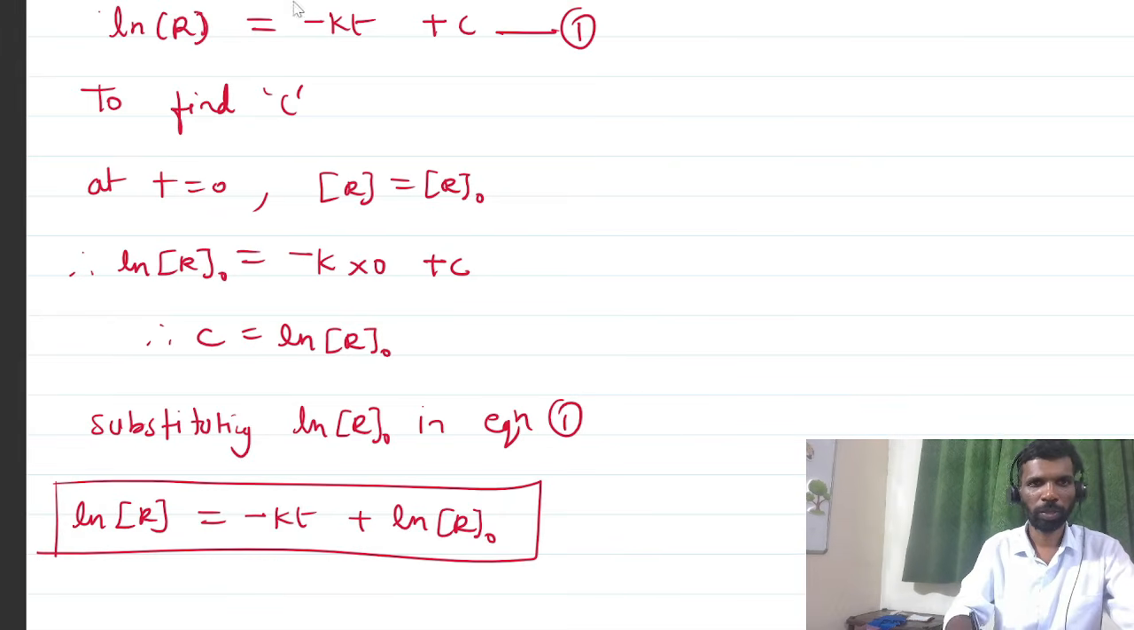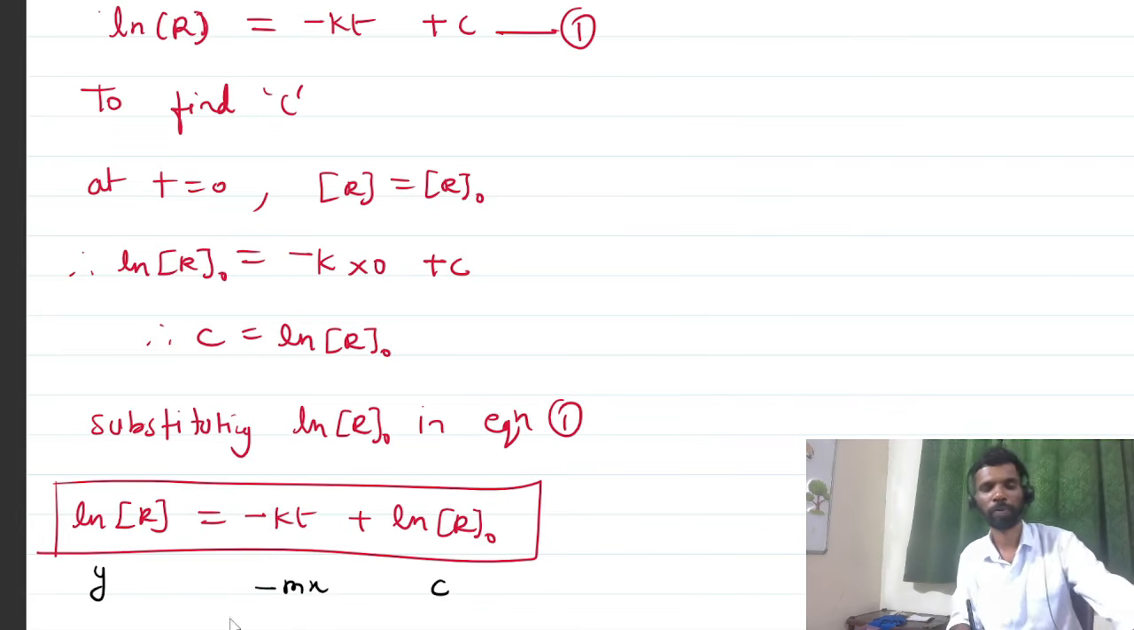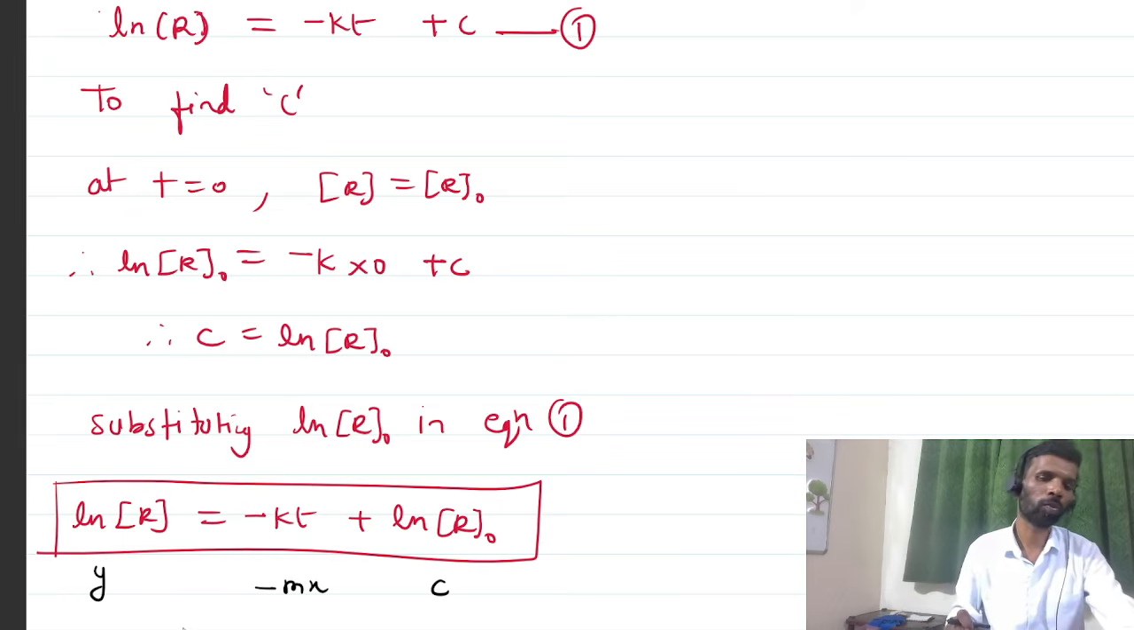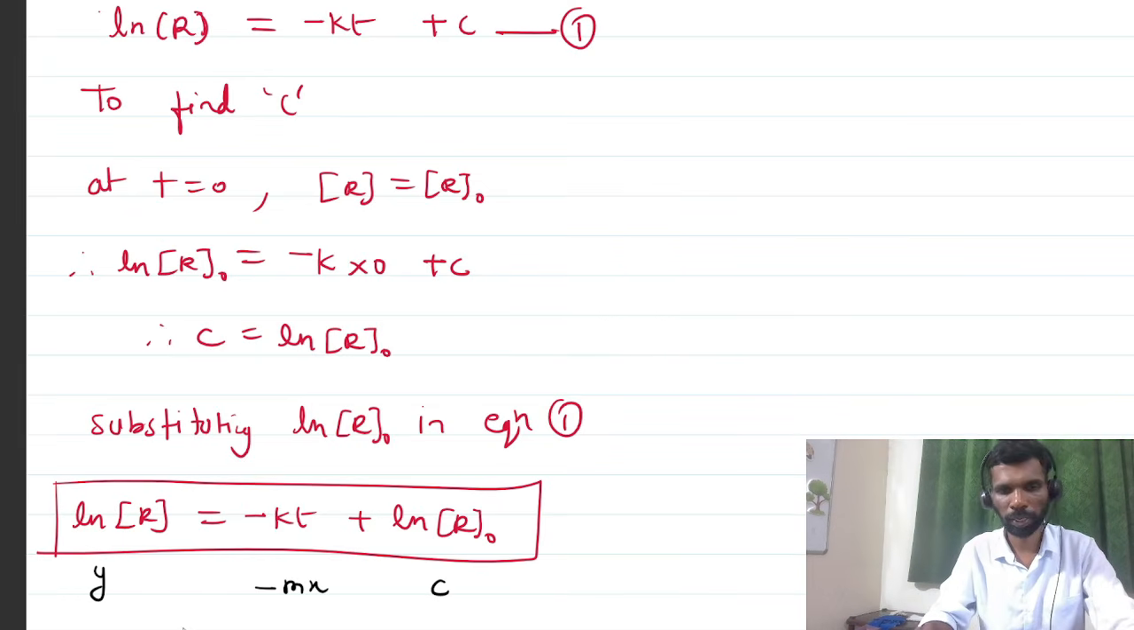And this resembles the equation of a straight line: y is equal to mx plus c, with a negative slope. And the other things regarding the graph I have already discussed in the previous question. So this is what is expected from you when it comes to derivation. Very important. Do both the derivations, zero and first order.